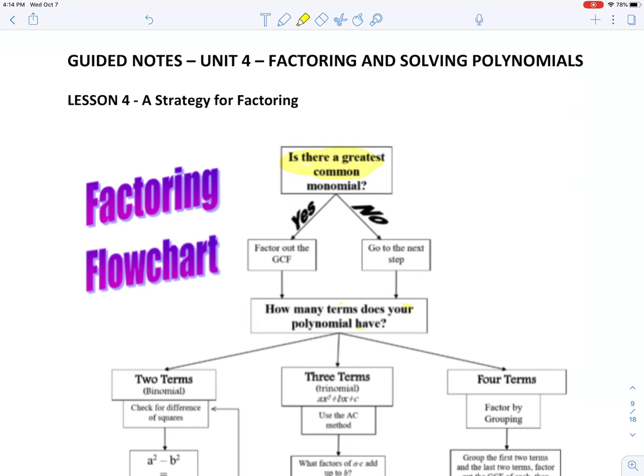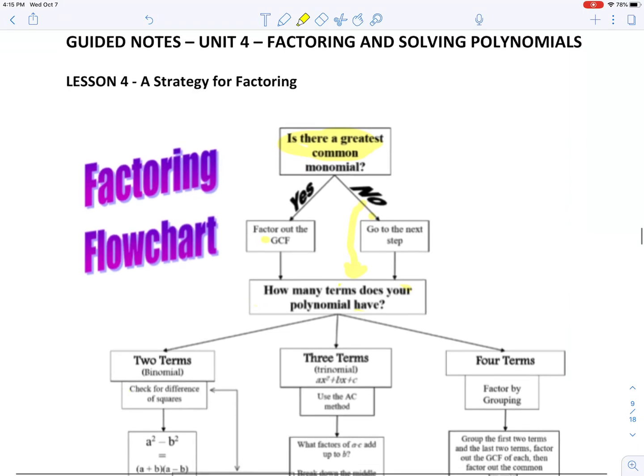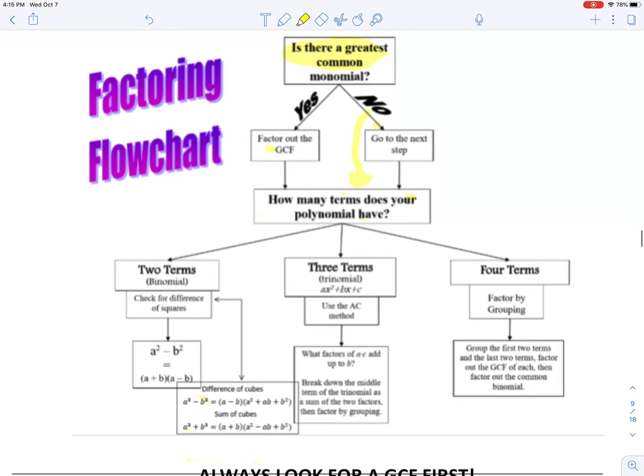Is there a GCF? If there is a GCF, we want to factor it out. If not, we want to continue on and ask ourselves how many terms. So we want to factor out the GCF, but then we want to see if there's anything else that we can do. After you factor out the GCF, ask yourself, how many terms does the polynomial have? If it has 2 terms, remember terms are separated by addition and subtraction, then we want to check to see if it has the difference of 2 squares. And that, remember, is 2 perfect squares subtracted.